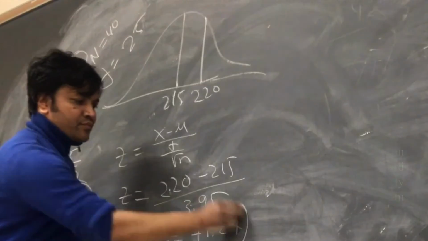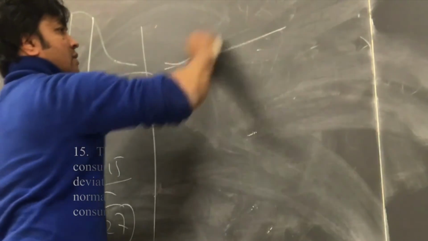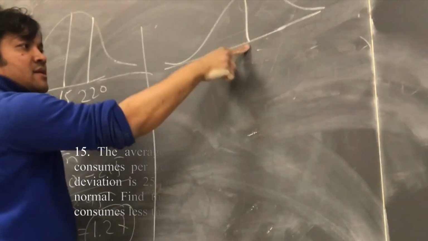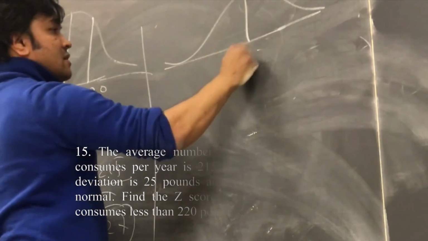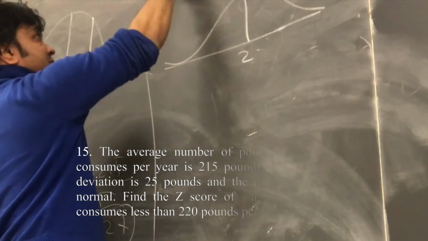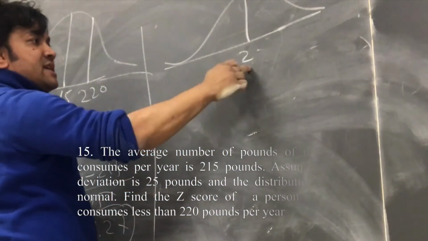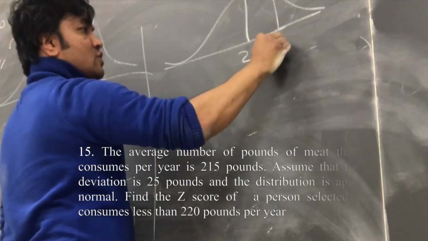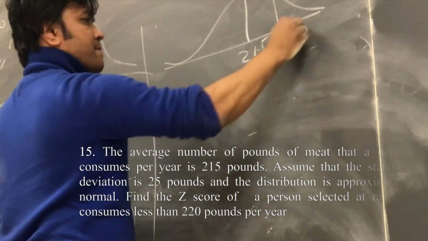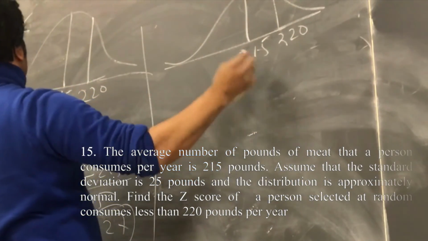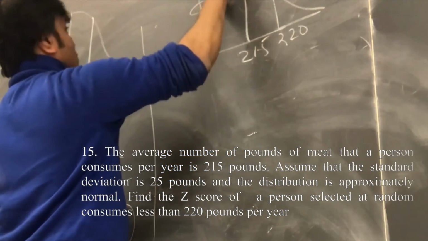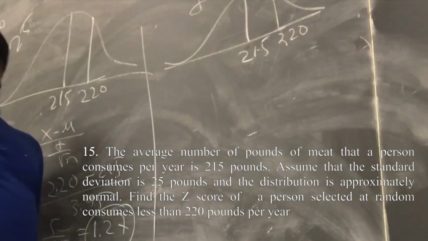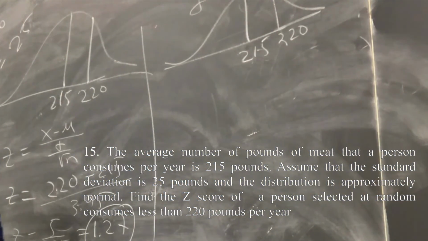Okay. Explain 15 now, please. So 215, right? Let's write down the problem. 15, right? So mu is 215. x is 220. And the standard deviation is 25. And there is no n, right? Just one person, right?